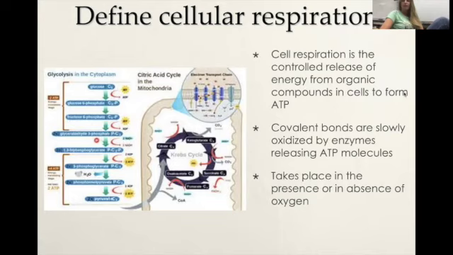Takes place in the presence or absence of oxygen, which means we can do this without oxygen anaerobically, but we're not going to get a lot of ATP. The best use of our glucose is to do it aerobically, and then we get a good amount of energy from it.